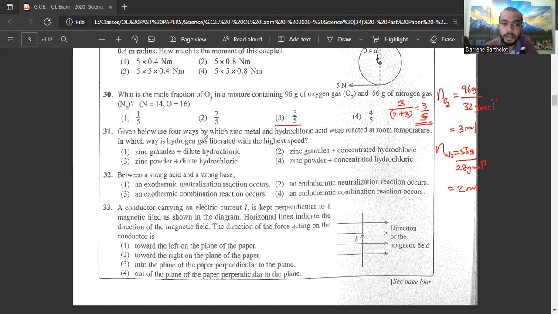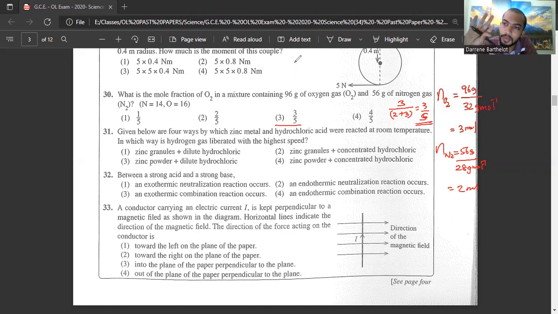Answer number 3. Question 31. Given below are 4 ways by which zinc metal and hydrochloric acid were reacted at room temperature. In which way is hydrogen gas liberated with higher speed? So to liberate hydrogen gas with a higher speed, the rate of reaction should be increased, right? So the rate of reaction depends on 4 factors.